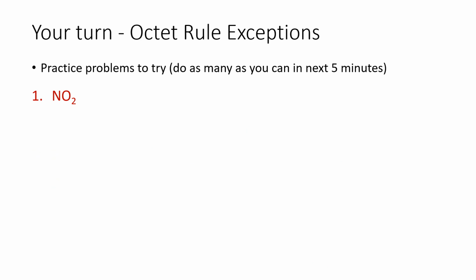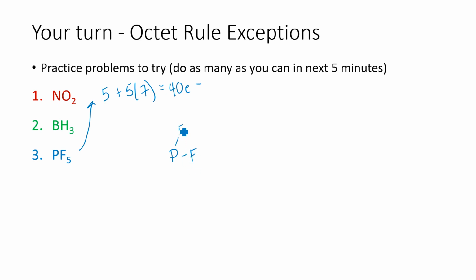All right, I'm going to go over to a clean slide here. Okay. So PF5, let's take a look at PF5. Phosphorus has 5 valence electrons, and then you've got 5 fluorines. So we've got 40 electrons total. You put your least electronegative element in the middle, you attach everything else with single bonds.